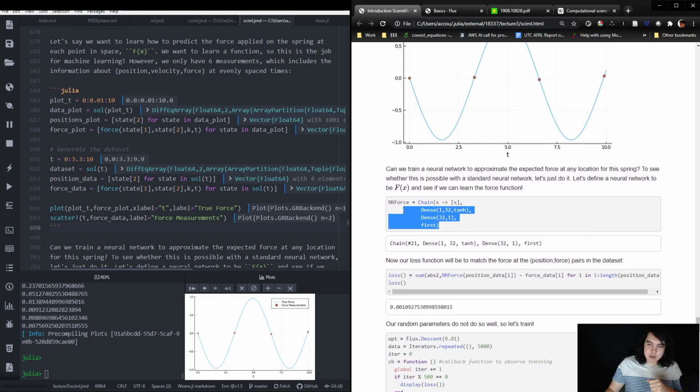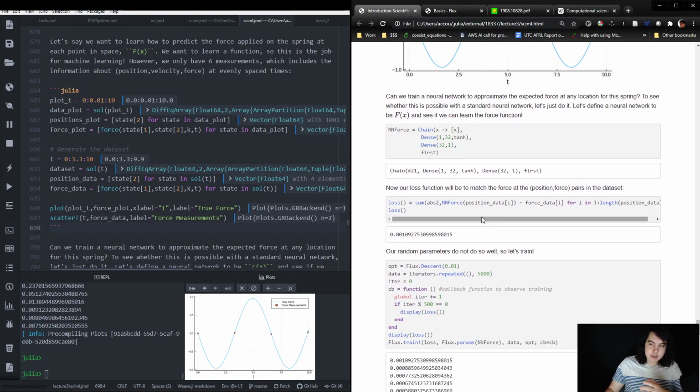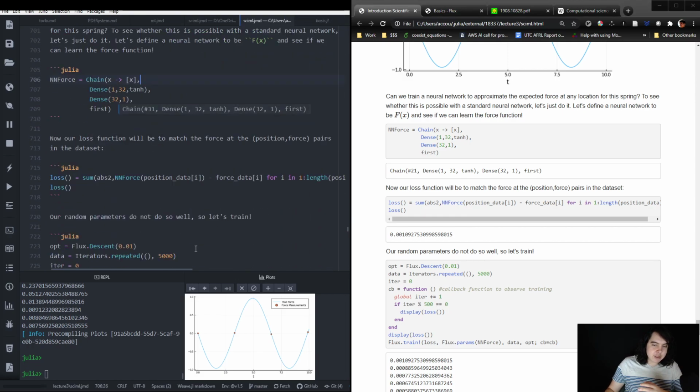I define my loss function, I define a neural network, and what I do with this loss function is I say, well, at each point in time I know I took a measurement of where the spring is, I know what the force is there, and I know what the velocity is at that point. So from my data set I want to take the position and put it into the neural network, right? Because the force is a function of position. This is a prediction of the force, and I output the force. Right? So I do this over every point in space, I square it, and this gives me my loss function.